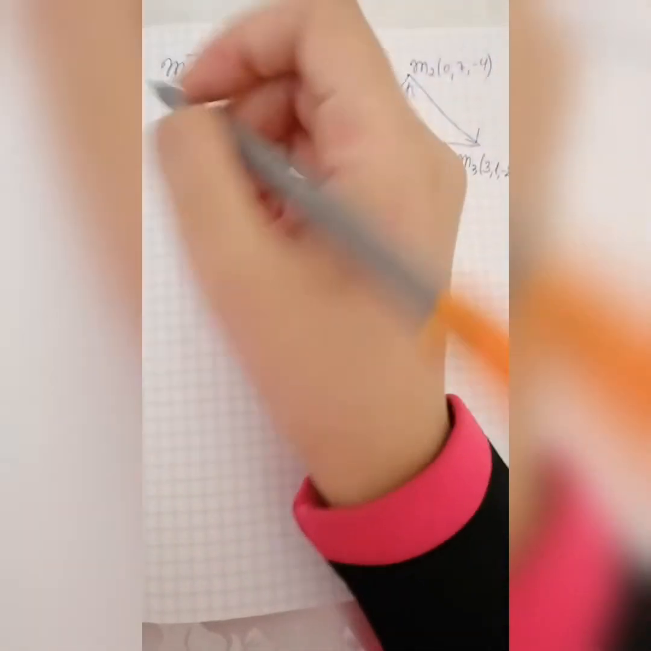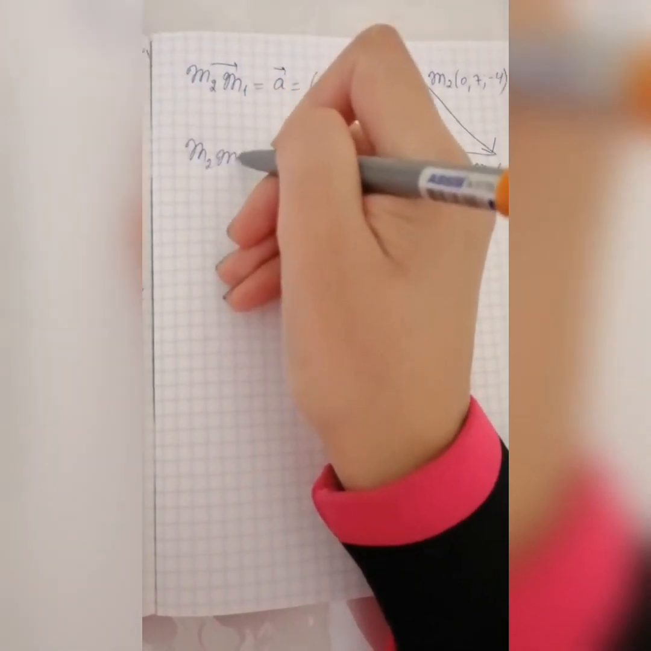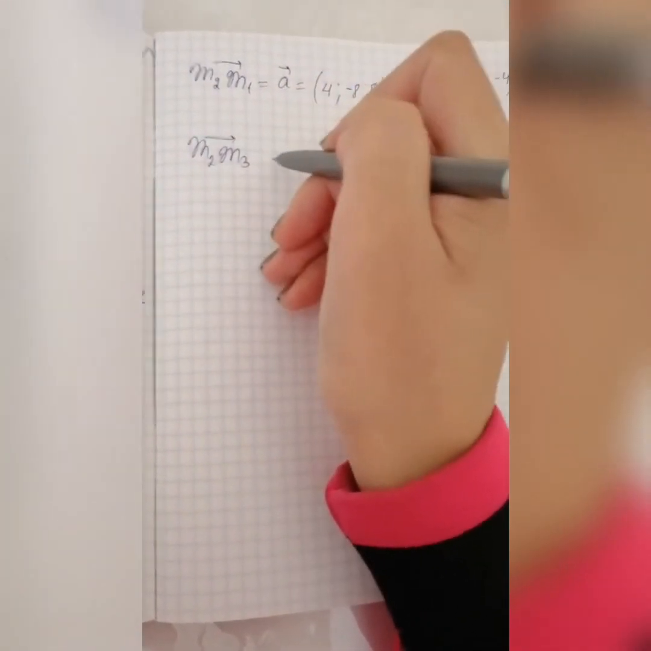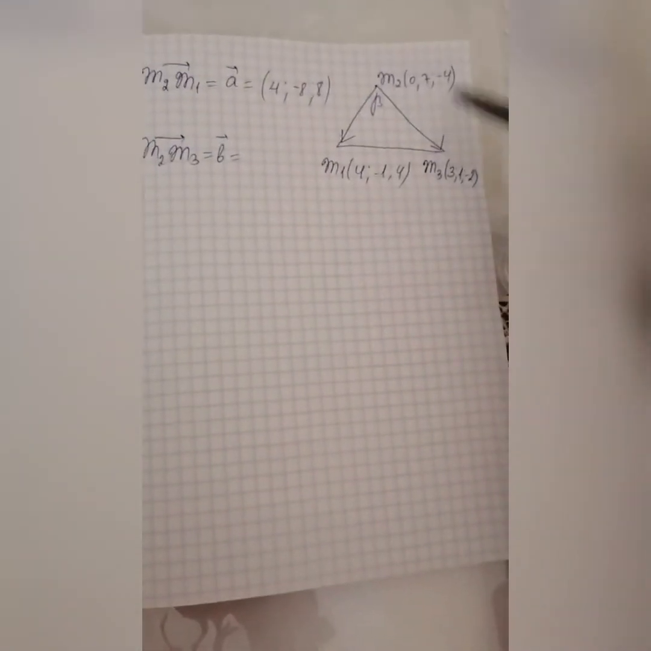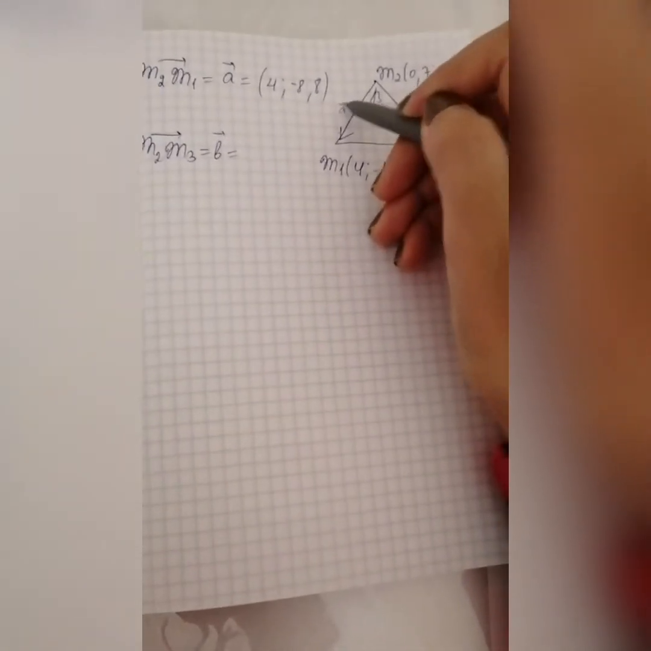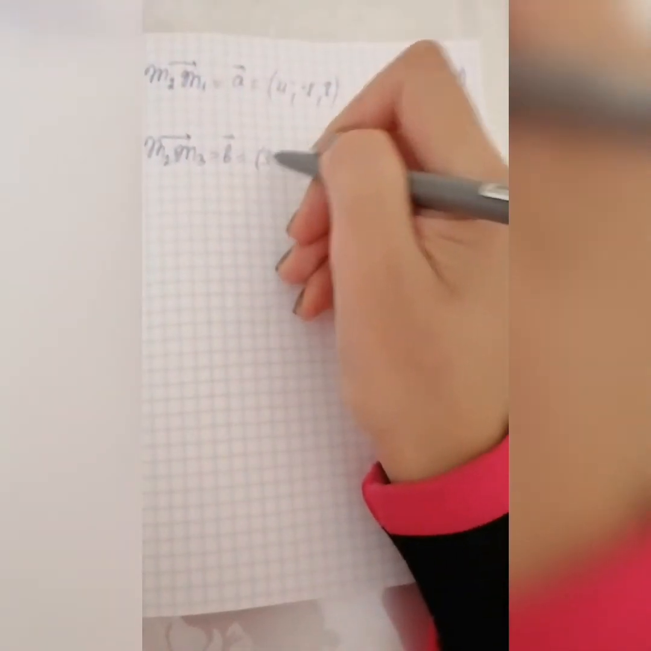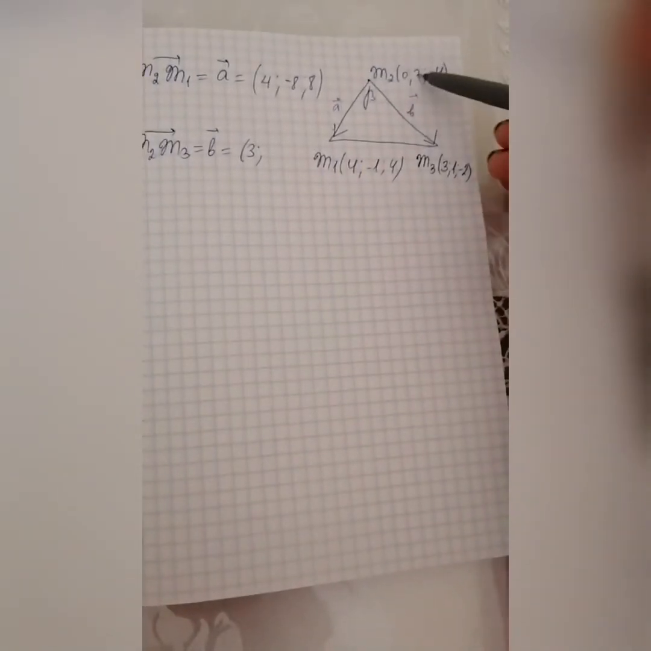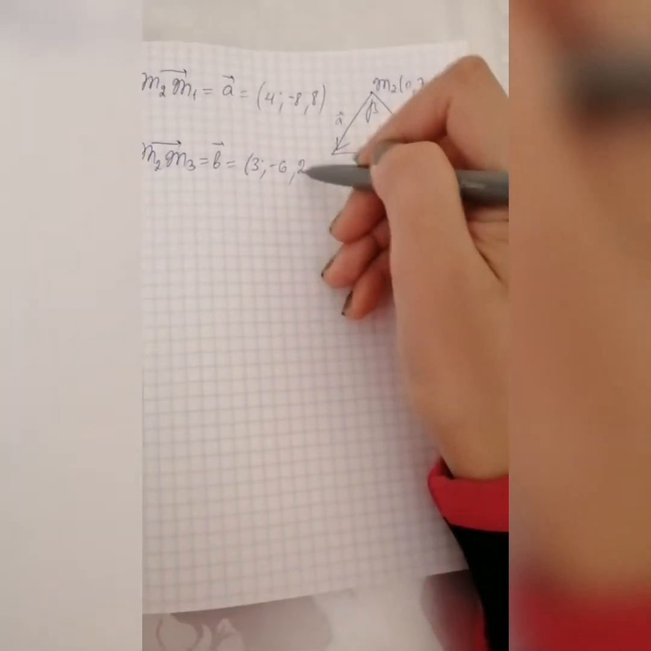Yes, and we can also call vector M2M3 a B vector, and the coordinates of the vector B are 3 minus 0 is 3, 1 minus 7 is -6, and -2 minus -4 is 2.